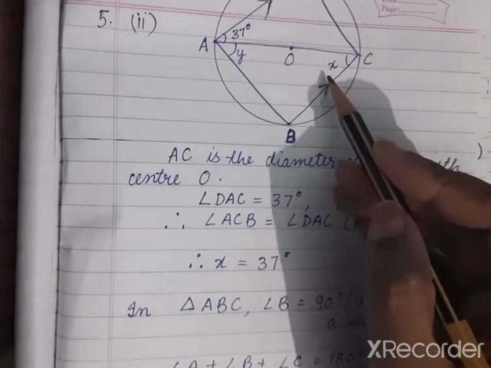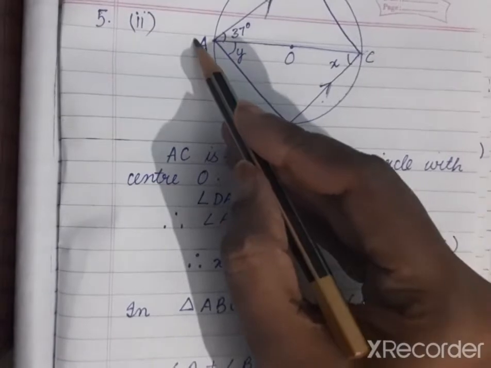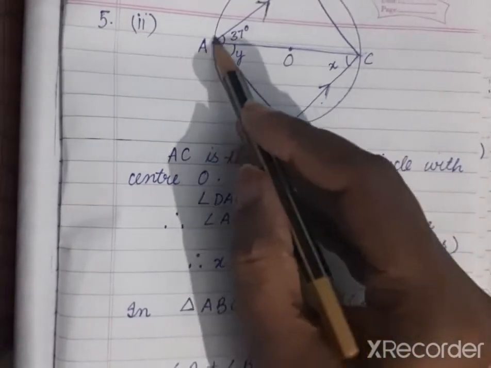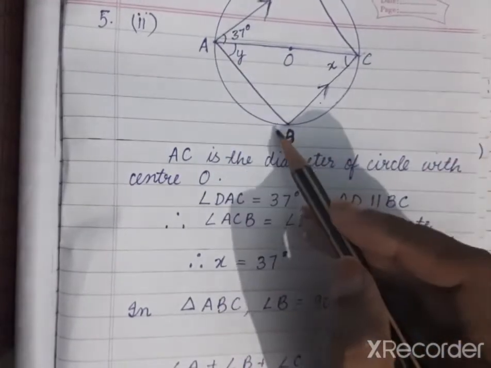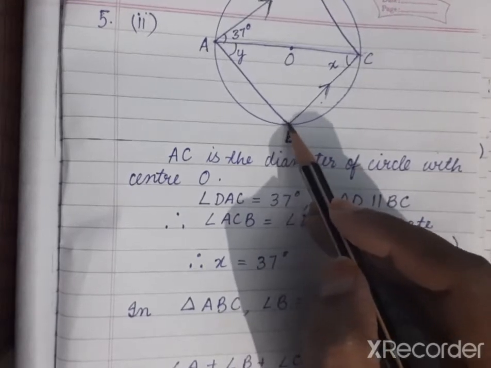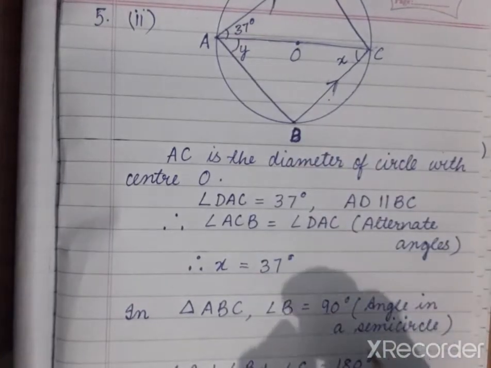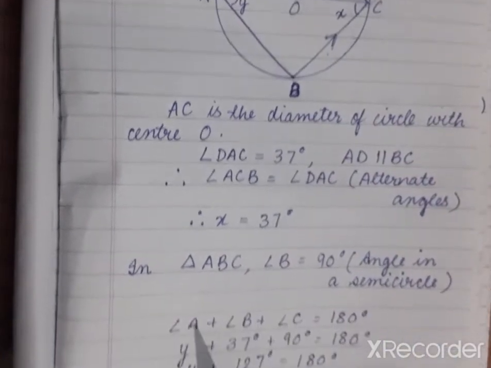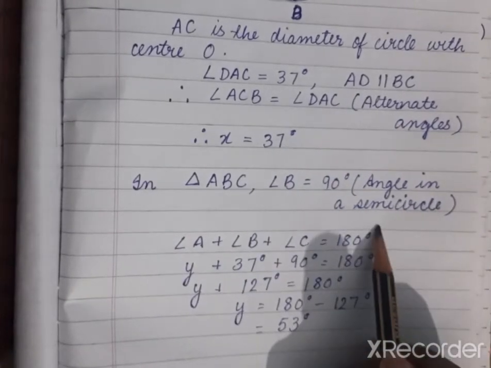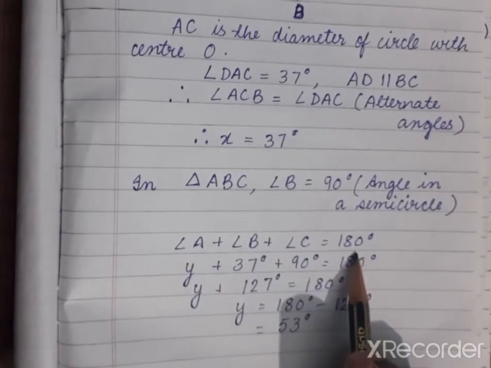Now, angle X is equal to 37. So, in triangle ABC, one triangle is formed. And this angle B, you can see that it is a semicircle, and we have studied that in a semicircle the angle formed is 90 degree. So we can say that in triangle ABC, angle B is equal to 90 degree. Angle in a semicircle you will write in a bracket. Then you will write angle A plus angle B plus angle C is equal to 180.